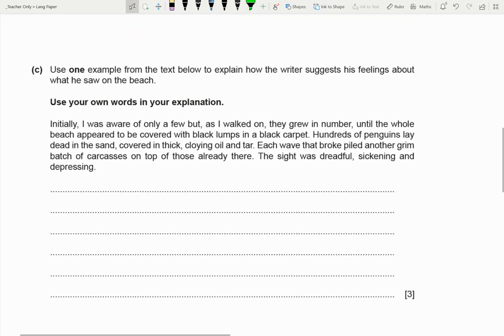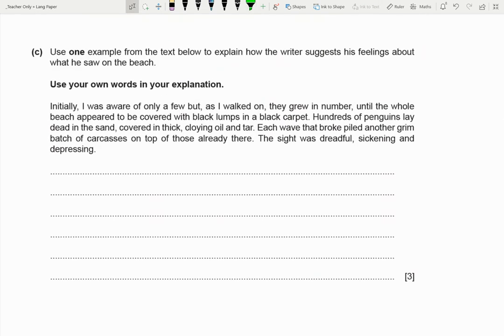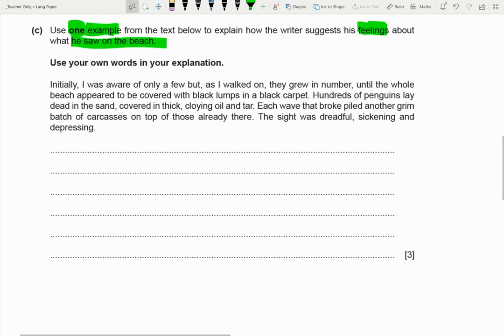Moving down to 2C. Read the question as always carefully. Highlight the key things. So it's one example, and what's the focus? The feelings about what he saw on the beach. So that's the only thing you should be addressing. Really focus on the task and only give one example. Quite a few people in the recent mock exam quoted 2 things or 3 things. You're potentially going to lose marks for that.